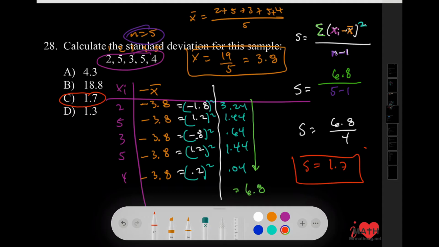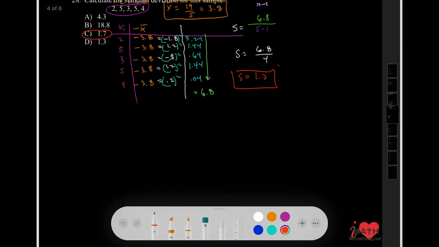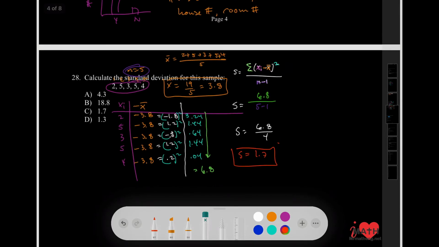Question number 28. For the sample is n minus 1. And we forgot, so that one's wrong. I forgot in our formula that we need to take the square root of all this.